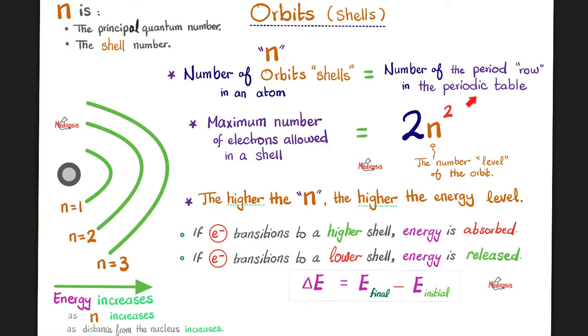Go to your periodic table, look at sodium. Sodium is element number 11. In which row or period did we find sodium? In the third period. Third period, which means sodium has 3 orbits or 3 shells. I'm talking about the neutral atom of sodium, of course.